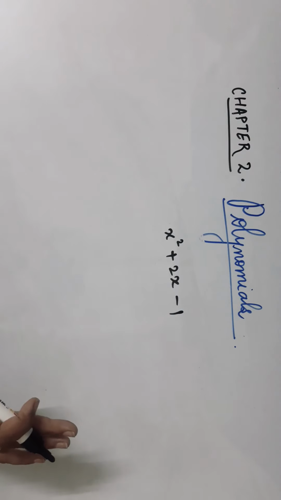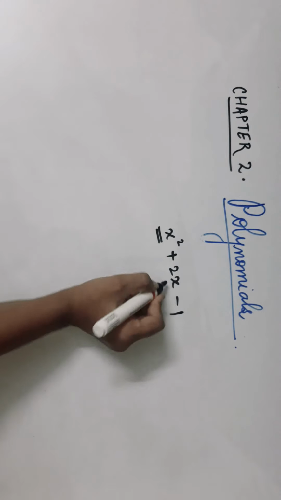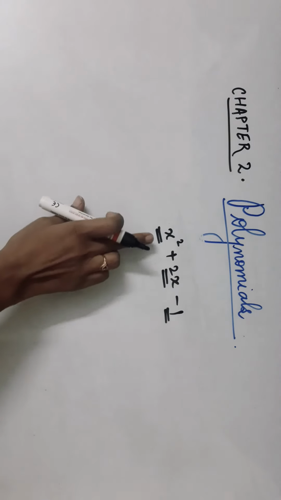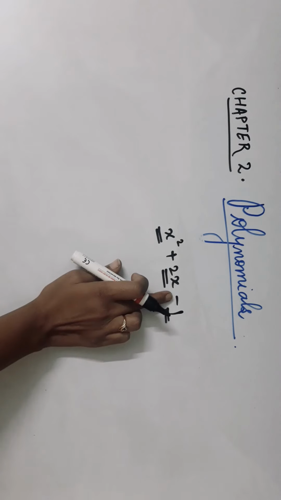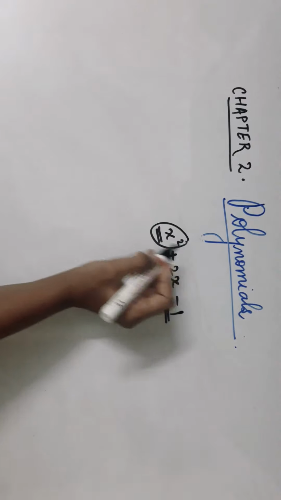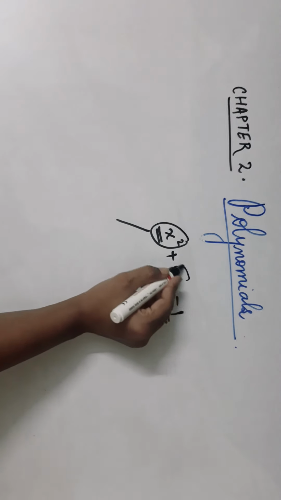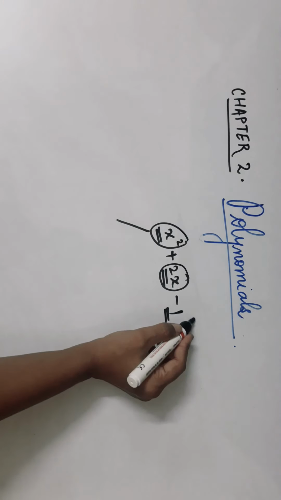Now if you notice, there are 3 terms in this polynomial. How many terms are there? 3 terms. 1, 2, 3. The terms are separated by the algebraic sign plus or minus. Now if I take this term, it has a constant and a variable. Even this term, a constant is multiplied with the variable, and even this one.